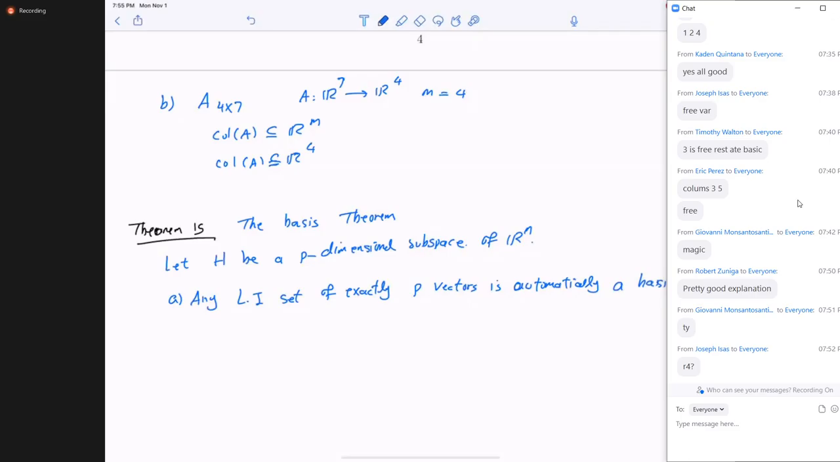Part B, the other thing: any set of p vectors that spans H is automatically a basis.